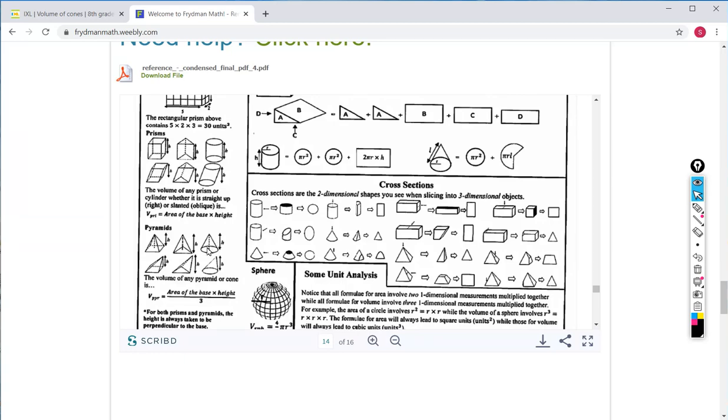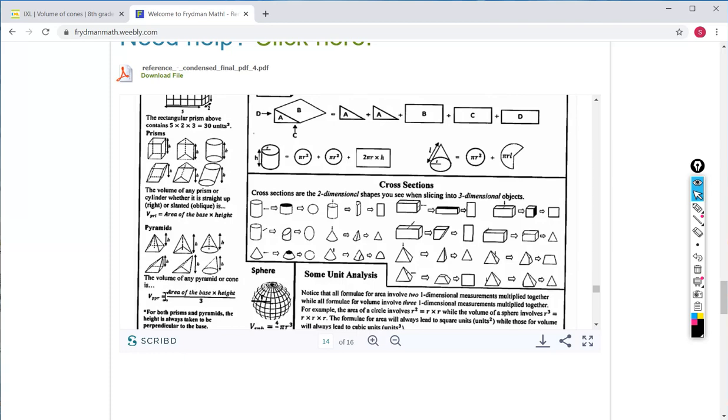Does the pyramid or does the cone only hold half as much as the cylinder? Does the cone hold 1/3 as much as the cylinder? And it turns out that the cone would hold exactly 1/3 as much water as a cylinder that had the exact same base and height as that cone.